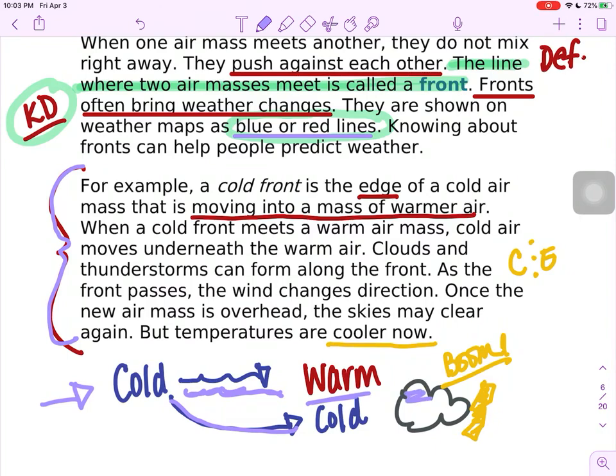The clouds are forming, and thunderstorms can form along the front as well. I guess this is technically more lightning than thunder, but here's my thunder. Boom. As the front passes, the wind changes direction. Once the new air mass is overhead, the skies may clear again, but temperatures are cooler now. So again, I found a cause and effect example as we were reading.